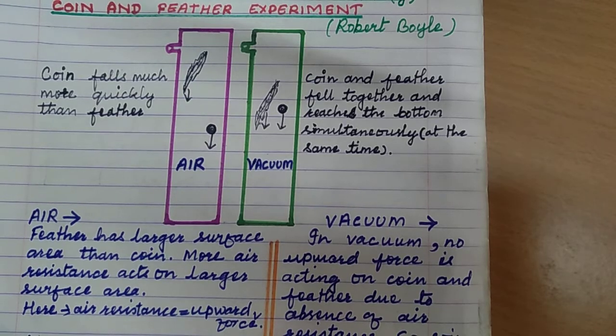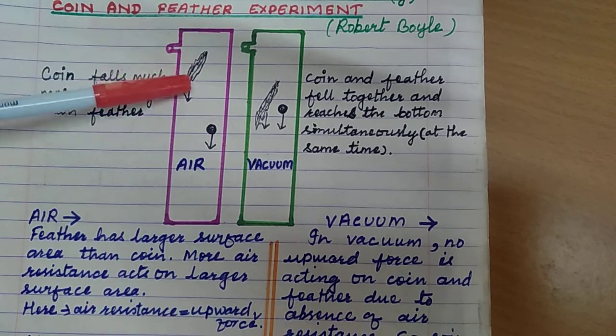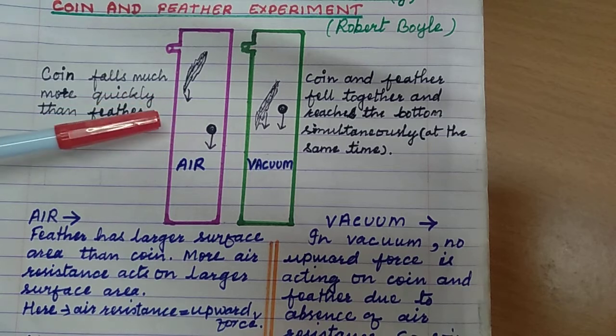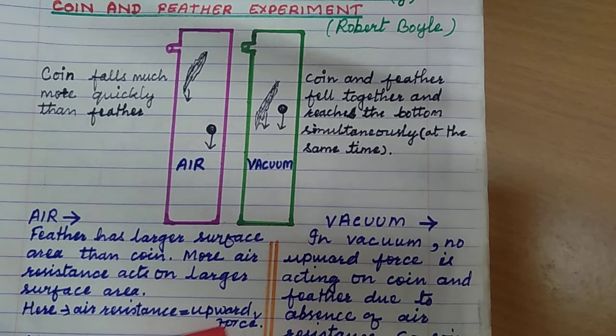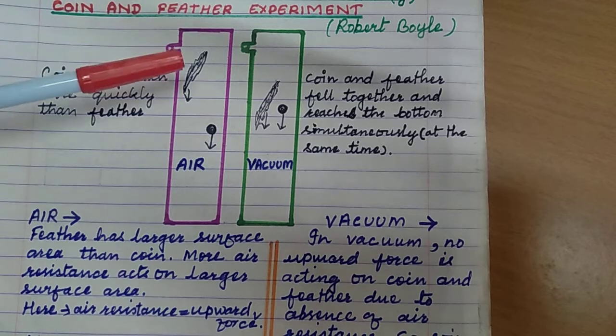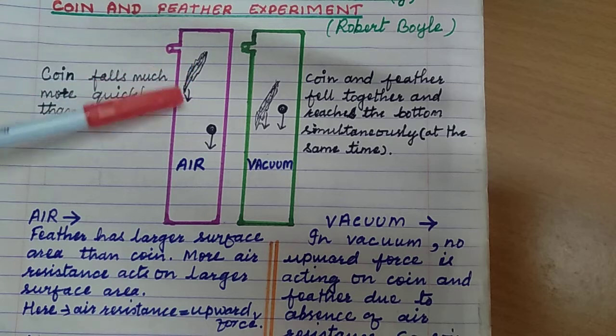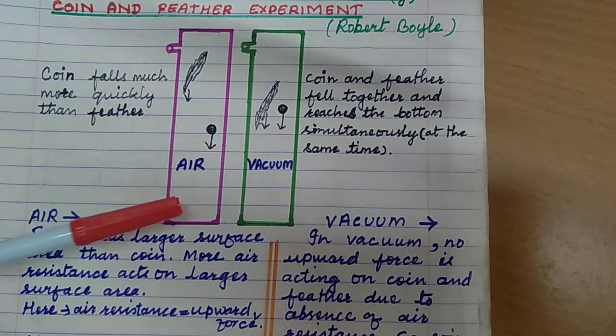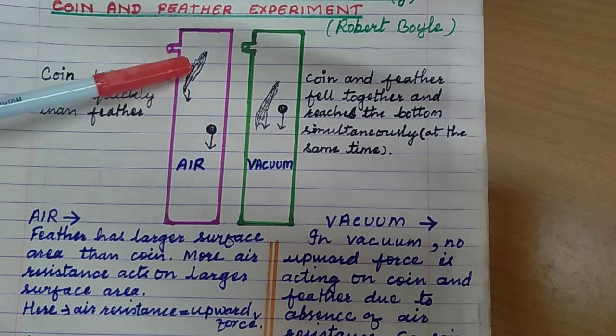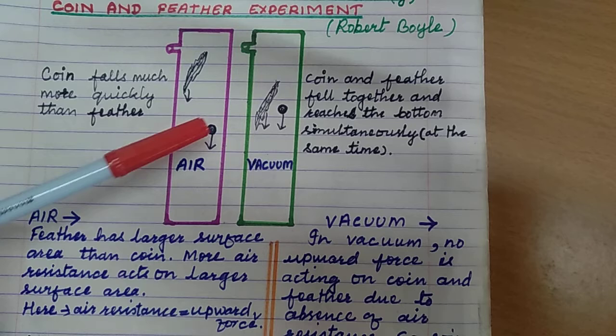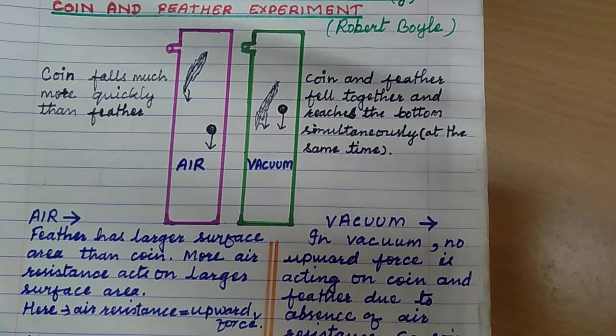So when it started falling down, air resistance, an upward air force, was acting on the larger surface of the feather. The upward air resistance was more or less equal to the weight of the feather, so it was restricting the feather from falling down freely. The upward air resistance was trying to balance the weight of the feather. That is why the feather fell down slowly.